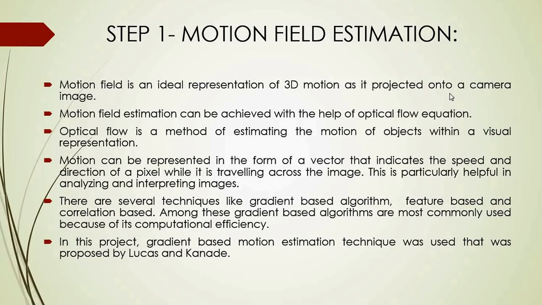So what is optical flow? It is a method of estimating the motion of objects within a visual representation. Motion can be represented in the form of a vector that indicates the speed and the direction of a pixel while it is traveling across the image. This is particularly helpful in analyzing and interpreting images. There are several techniques like gradient-based algorithms, feature-based, and correlation-based.